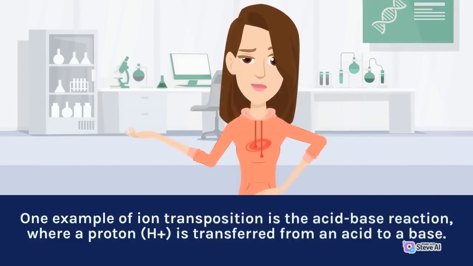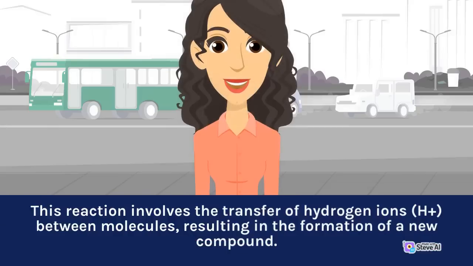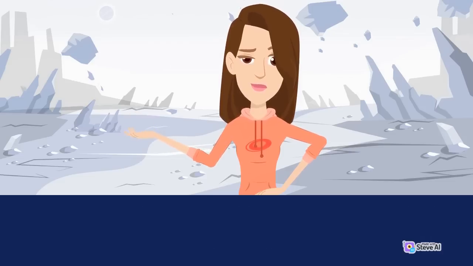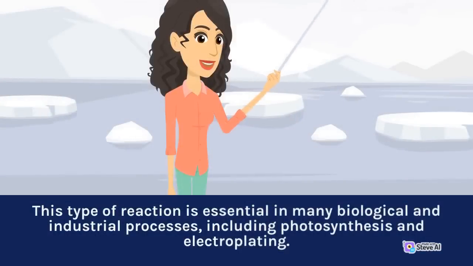One example of ion transposition is the acid-base reaction, where a proton, H+, is transferred from an acid to a base. This reaction involves the transfer of hydrogen ions, H+, between molecules, resulting in the formation of a new compound. Another example of ion transposition is the redox reaction, where electrons are transferred between molecules or compounds. This type of reaction is essential in many biological and industrial processes, including photosynthesis and electroplating.